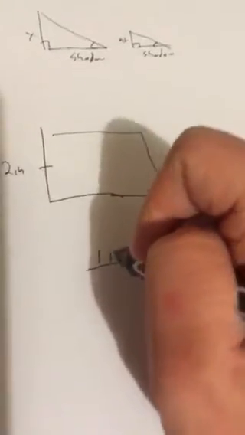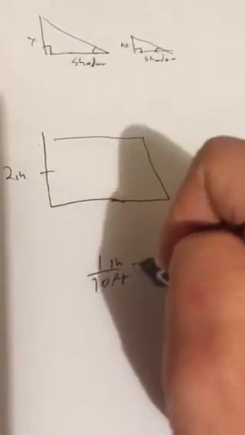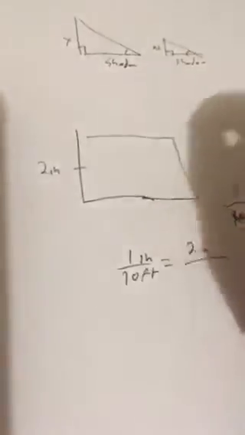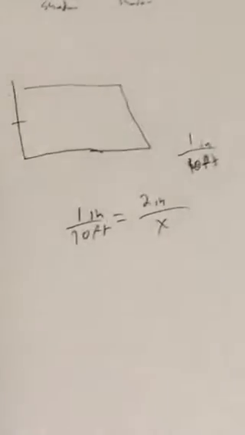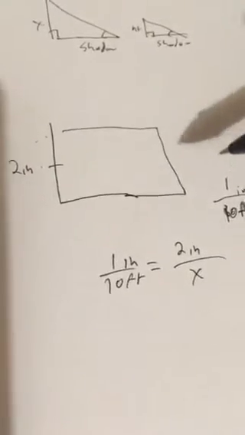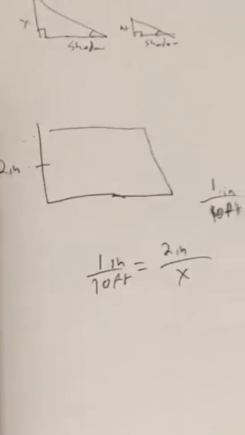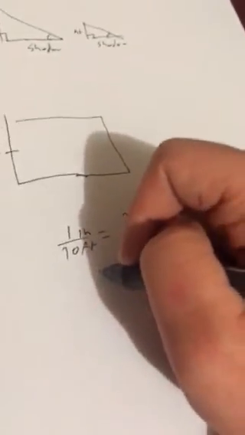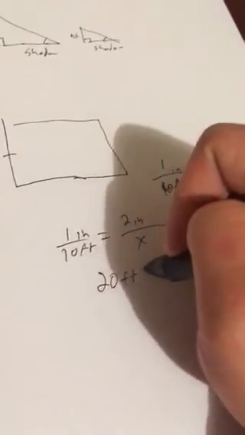I want to know how big Mr. Cole's classroom actually is, right? So I'm going to go 1 inch over 10 feet equals 2 inches over x, where x is my actual feet of Mr. Cole's real classroom, real life. I don't have a picture drawn here because we're going from a scale back to real life, okay? I have my scalar ratio, all right? And then when I multiply that out, I'm going to get 20 feet equals x.